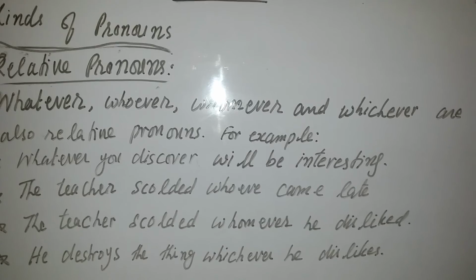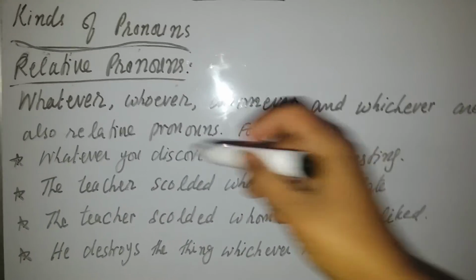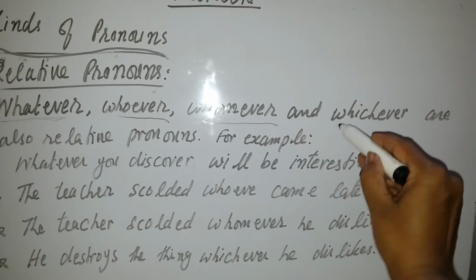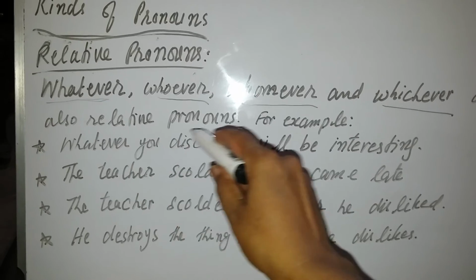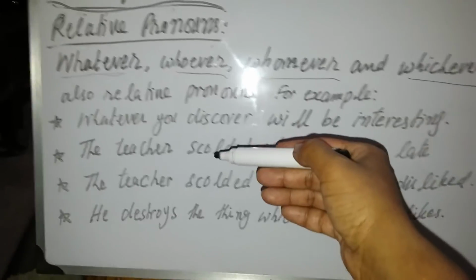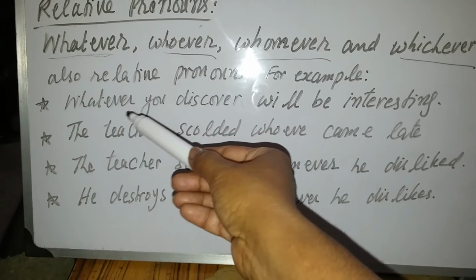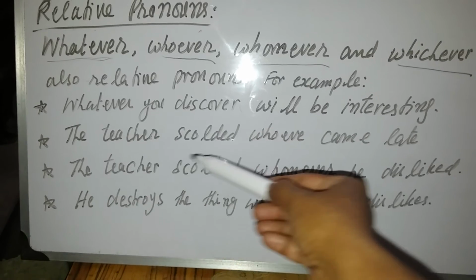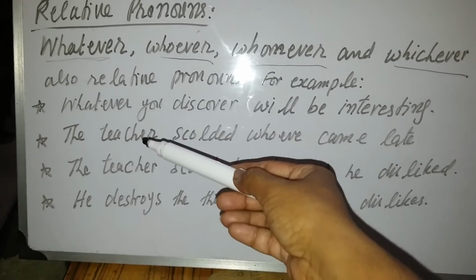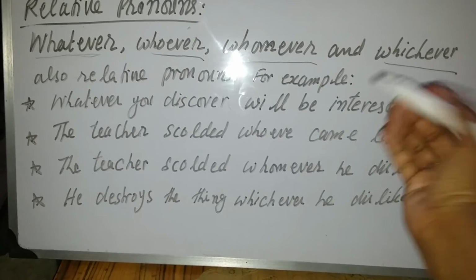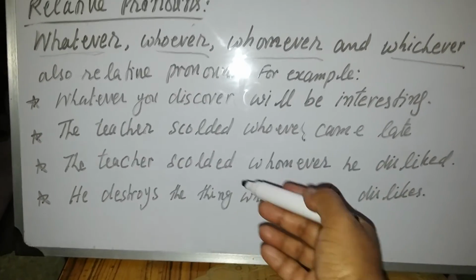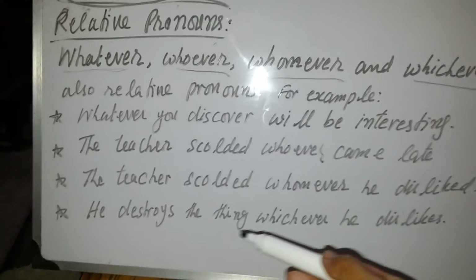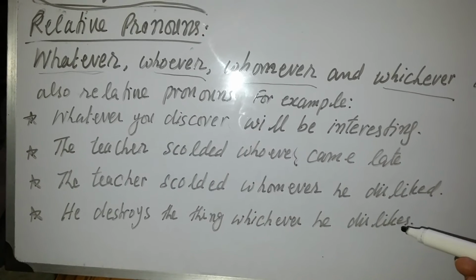And now these are some more relative pronouns: whatever, whoever, whomever, whichever. These are also relative pronouns. And how are they used in different sentences? These are some examples. Number one, whatever you discover will be interesting. The teacher scolded whoever came late. The teacher scolded whomever he disliked. He destroys the things whichever he dislikes.